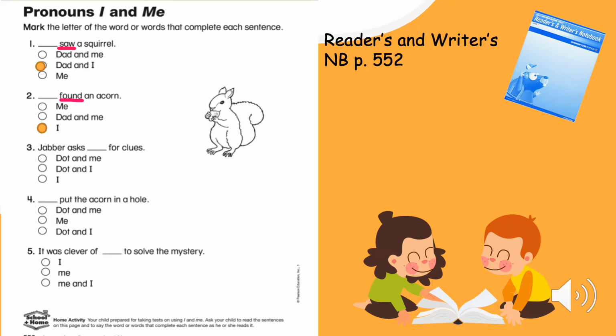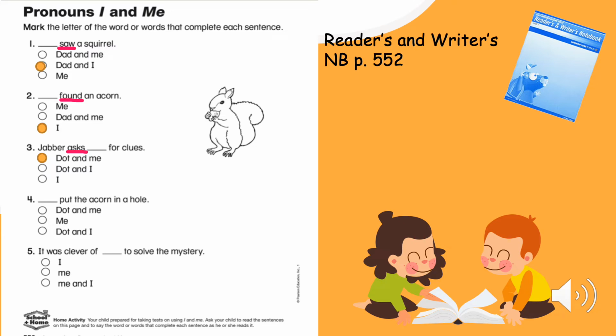Number 3. Jabber asks blank for clues. Is it Dot and me, Dot and I, or I? The answer is Dot and me. Jabber asks Dot and me for clues. Why is it Dot and me? It's because it is written after the verb asks. It is in the action part.